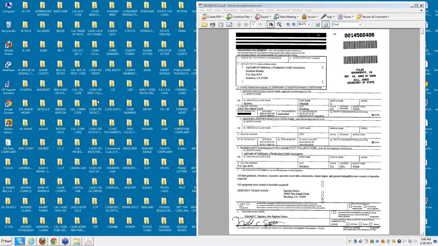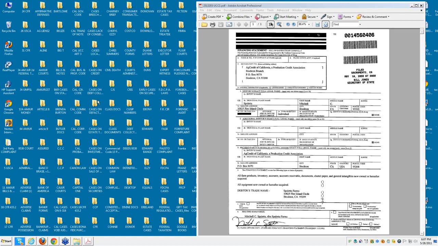Now, an ag lien under 9-102 is a lien, not a security interest. It gives you a lien interest, not a security interest. And on these mortgage loans, you want a lien interest, not a security interest. So you want to file an ag lien.